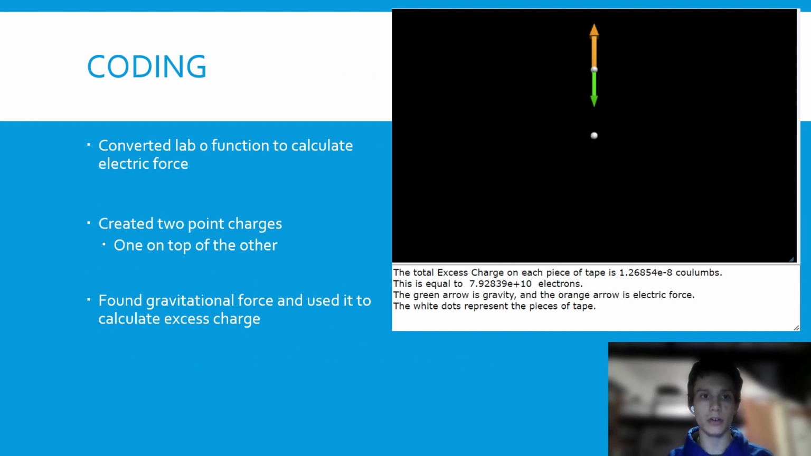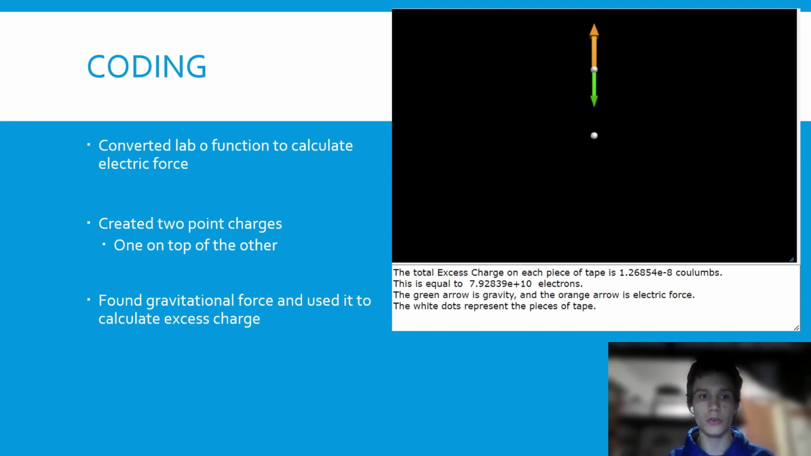Next, I coded a model of the last part of the experiment on GlowScript. I had already created a function that found the electric field at a point in lab 0, so I converted it to calculate the electric force by adding another factor of q to the equation in the function. Then I created a function that took in the distance the pieces of tape were apart and found the amount of excess charge on one of the pieces of tape. I created this function using the force of gravity equals electric force equation.